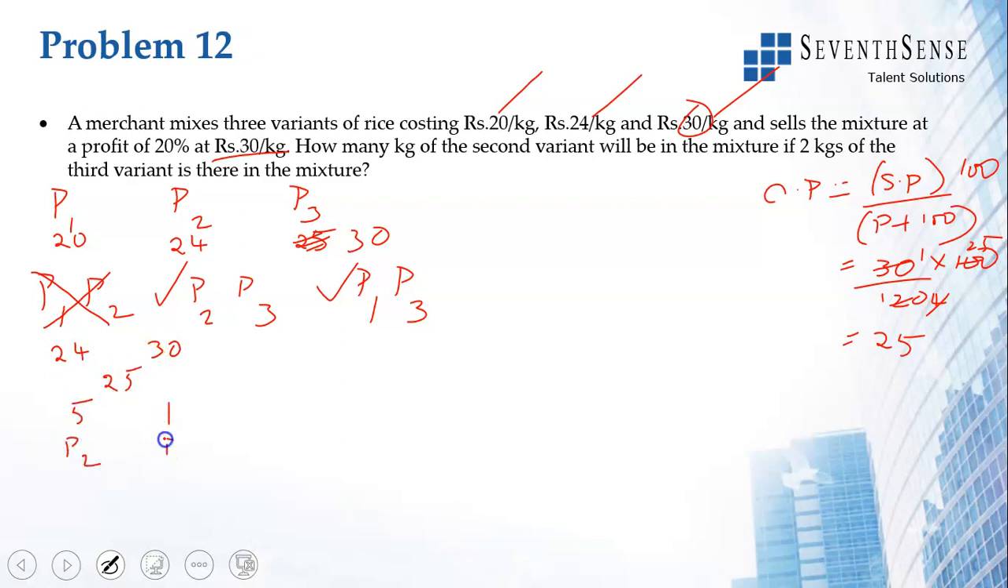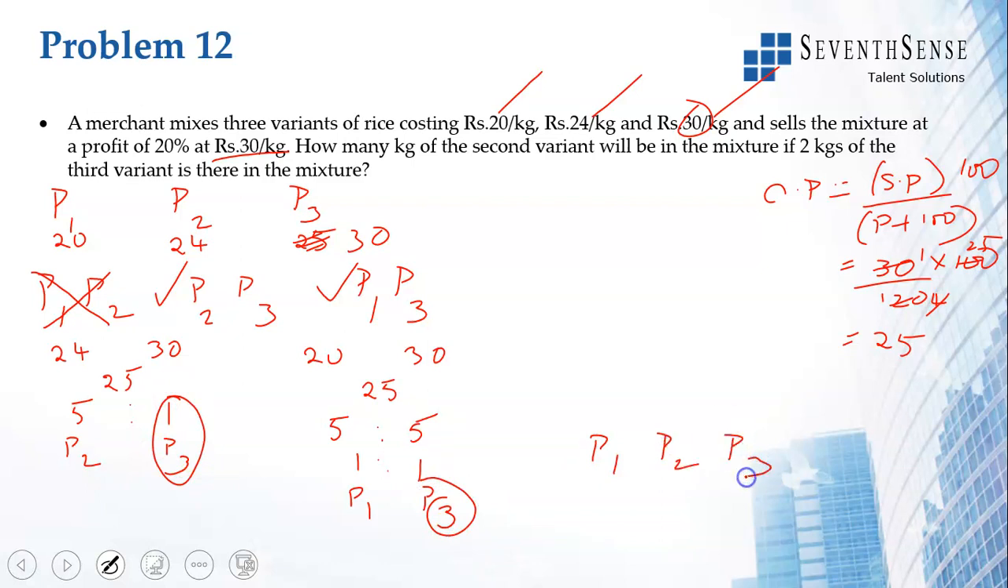So the P2 P3 ratio I have gotten. For P1 P3, if I have to do 20, 30, 25, 5 is to 5, which is 1 is to 1. P3 is repeating. So I write P1, P2, P3. P1 is only appearing here, so I write 1. P2 is only appearing here, so I write 5. P3 is appearing when the value here is 1, the value here is 1 as well. So 1 plus 1, 2. So the ratio is 1 is to 5 is to 2.